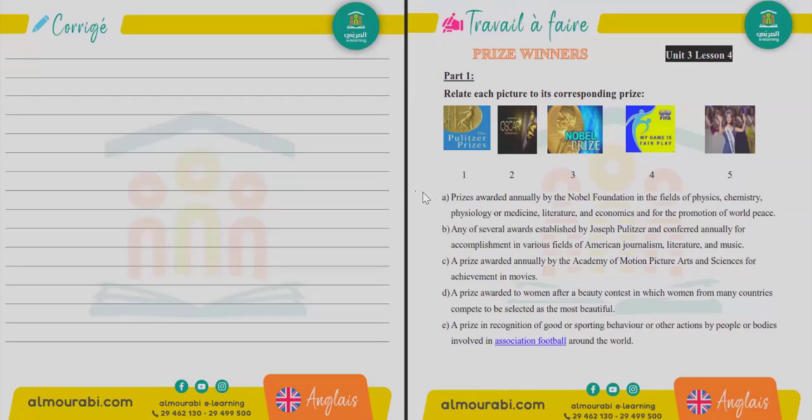This is given or awarded annually in these fields here: physics, chemistry. That's the most famous prize. Okay, great. And today's lesson is about that prize, the Nobel Prize. We will be focusing a lot on Alfred Nobel's life and the prize. Great. Now, anyone to read about the next prize?